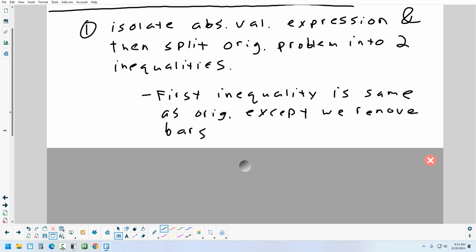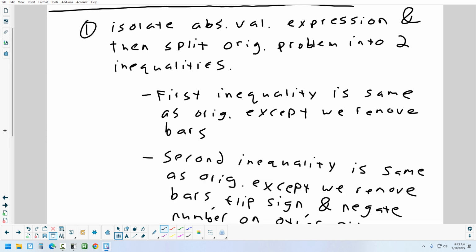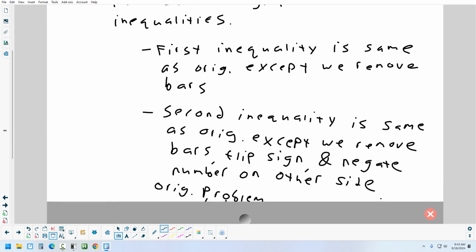Now, the second inequality, we got rid of the bars, and what did we have to do to the number on the other side yesterday? Yeah, negate the opposite side. We had to negate the number that was on the other side. We had to make the number the opposite. But when we're dealing with inequalities, we're still going to negate the number that's on the other side, but you also have to flip the sign. Okay? So the second inequality has one extra step that we didn't have yesterday. Take away the bars and change the number on the other side, but we're also going to flip the sign.